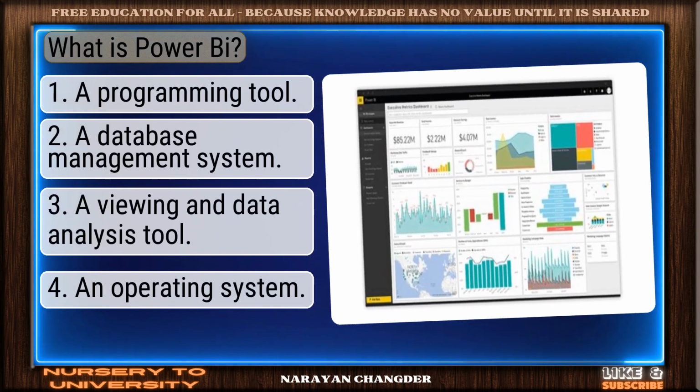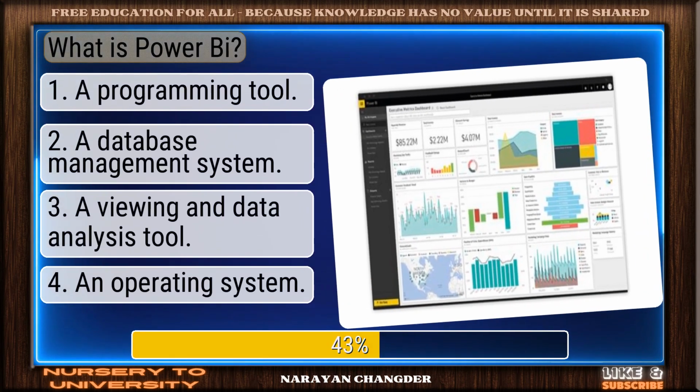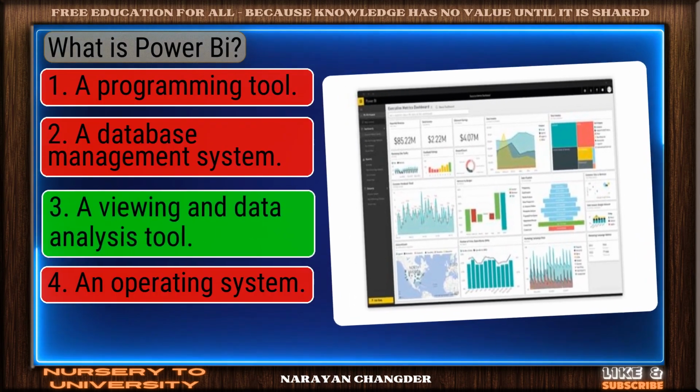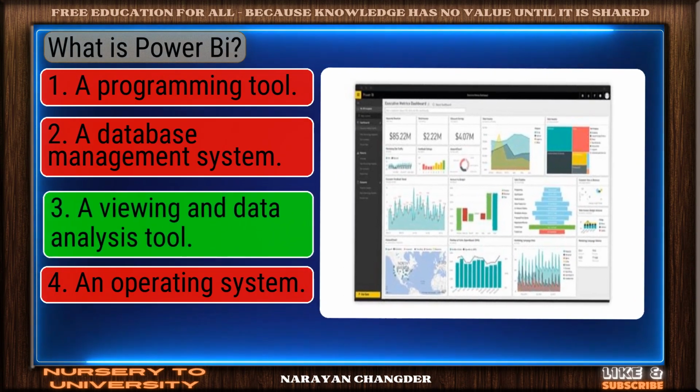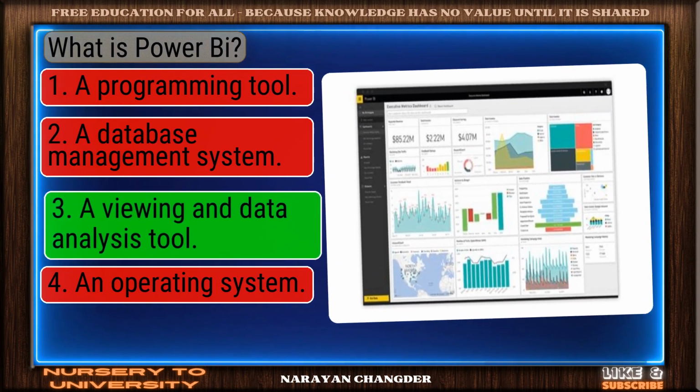Question number 80. What is Power BI? Sharp thinking. A viewing and data analysis tool is the right choice.